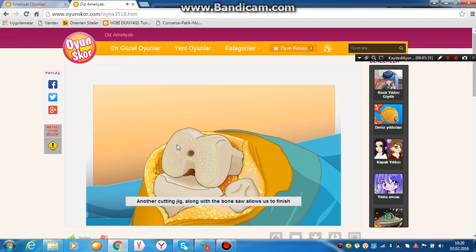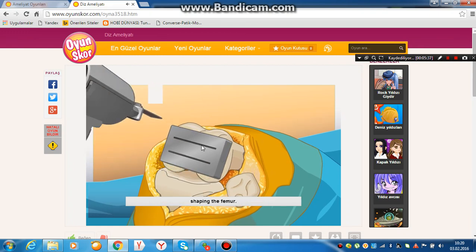Another cutting jig, along with the bone saw, allows us to finish shaping the femur.